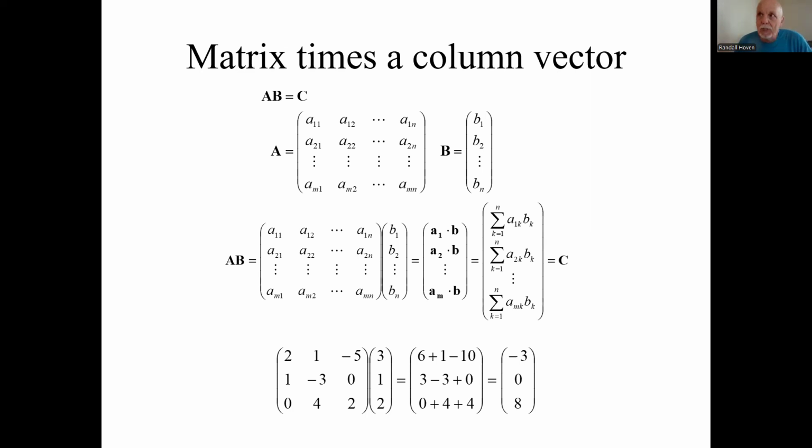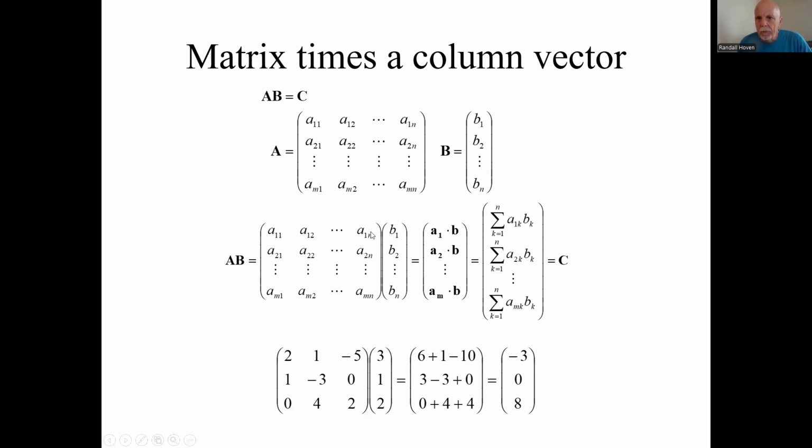But the first baby step is let's just take a matrix times a column vector. A is a matrix, but B is a column vector. And we get a result C. So A is M by N, and B is N by 1. Okay, how do you go about doing that?